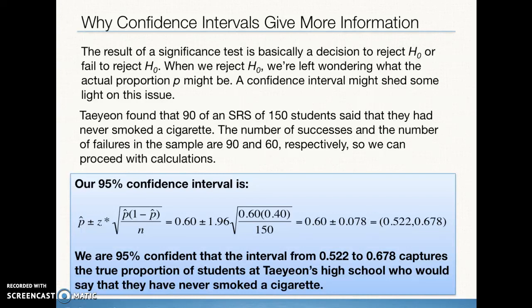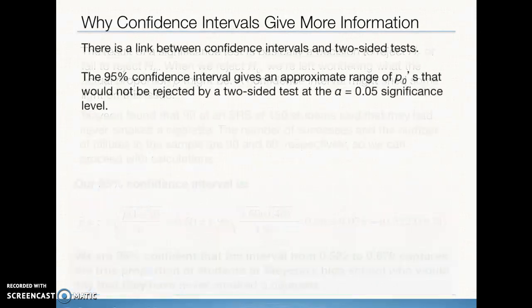And once we've got that range of plausible values, we can say we are 95% confident that the interval from 0.522 to 0.678 captures the true proportion of students at Tayons High School who would say that they have never smoked a cigarette. How does this compare to our significance test?